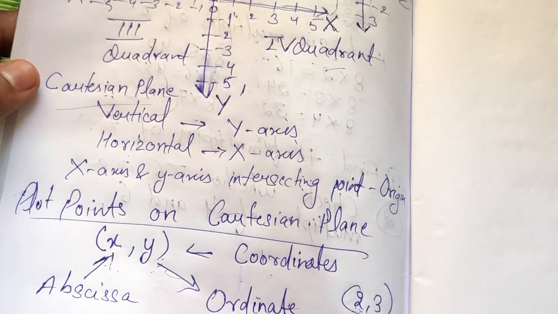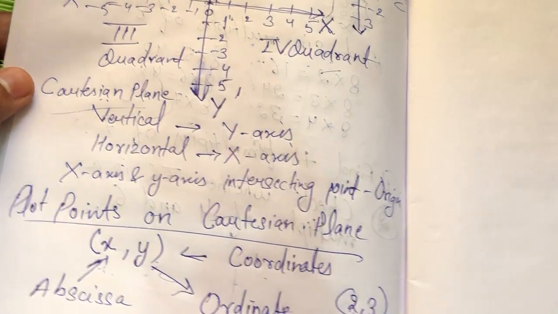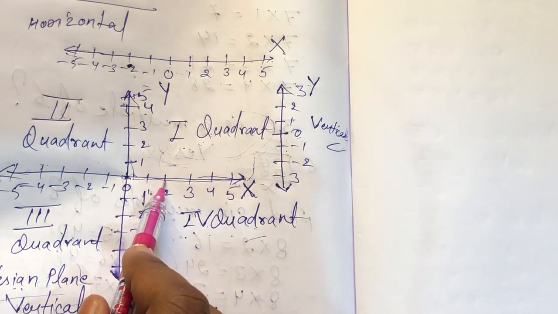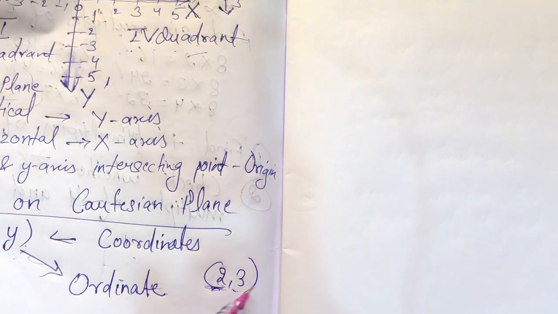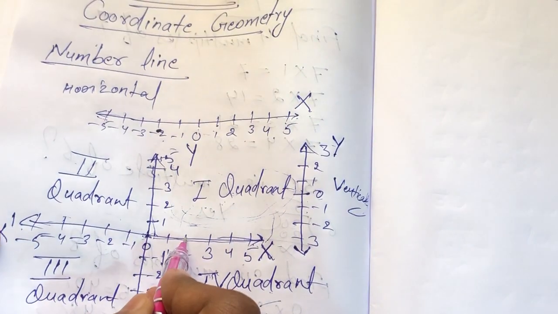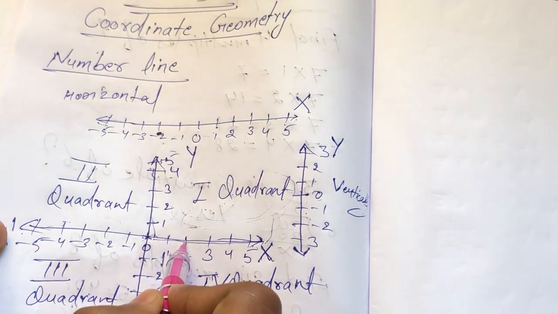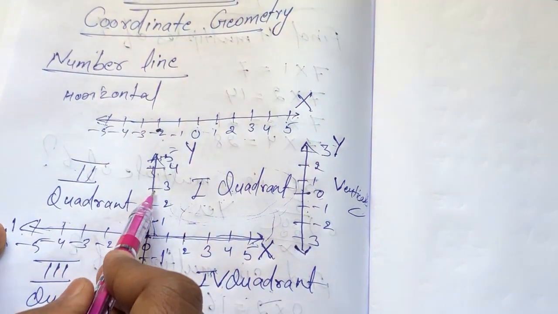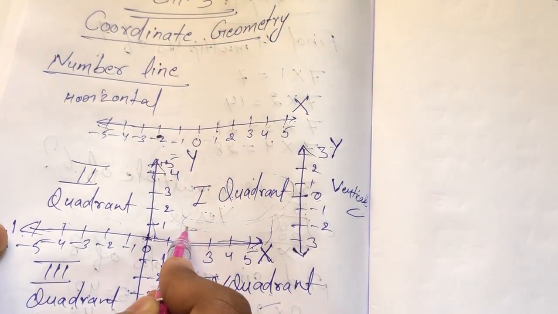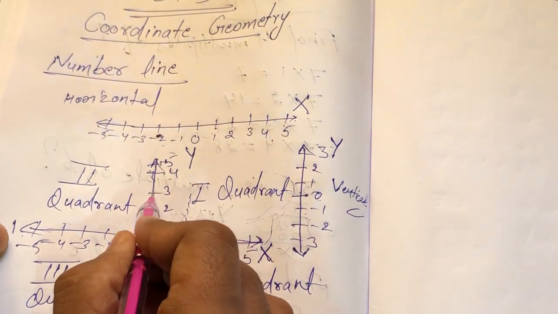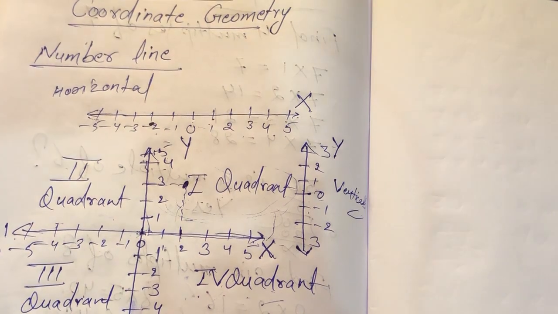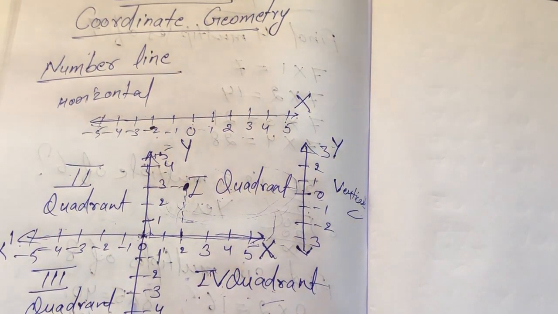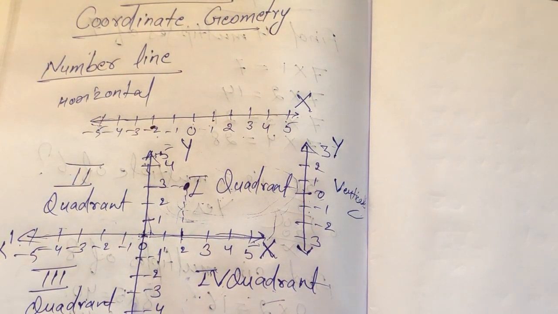Repeat the video if you are having any doubt. 2 comma 3. Now see, here we are having 2 because we are saying x-axis first. It is of the x-axis and it is of the y-axis. So where is 2? This one. So just mark it, and there is 3. So go like this, 2 and 3. So this is the point where we are getting 2 comma 3. And it is in which quadrant? It is in the first quadrant.